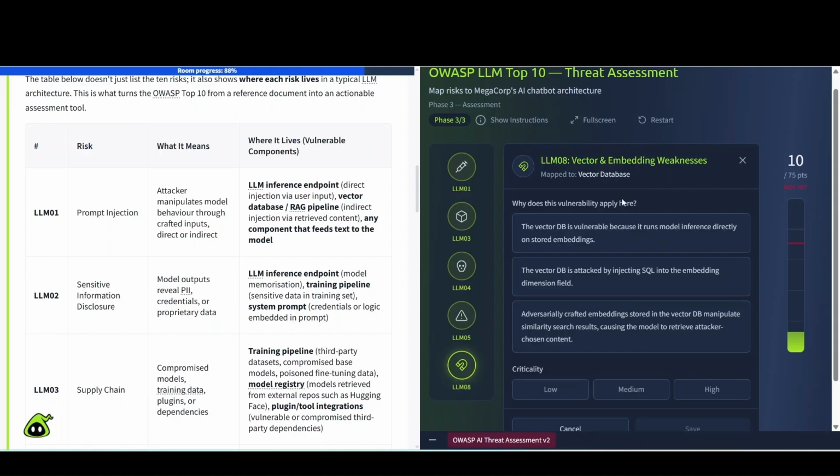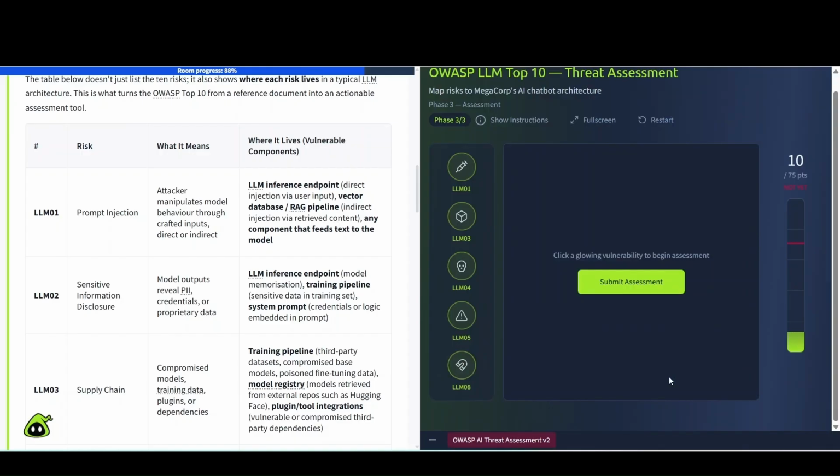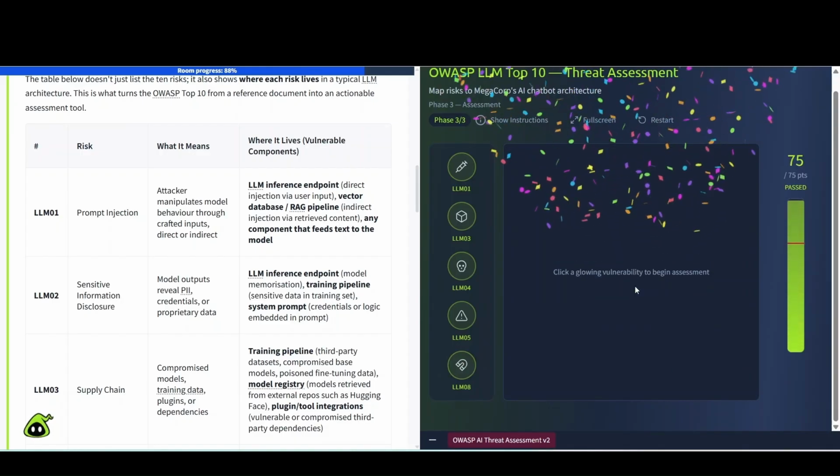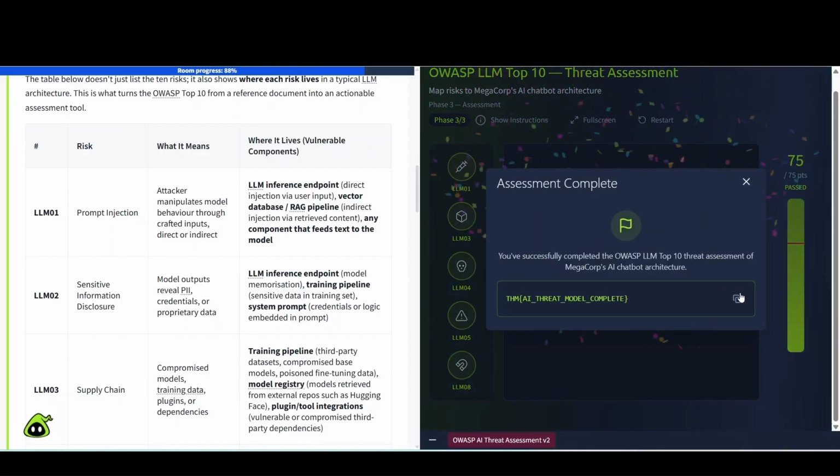embedding weaknesses. So the last one here is going to be adversarially crafted embeddings stored in the vector database to manipulate similarity search results, cause the model to retrieve attacker-chosen content, and you're going to mark that as a high. Save it, submit. Okay, done. All right, so there you go.